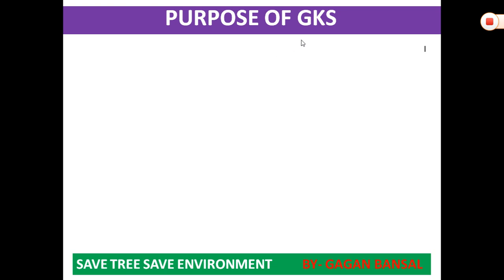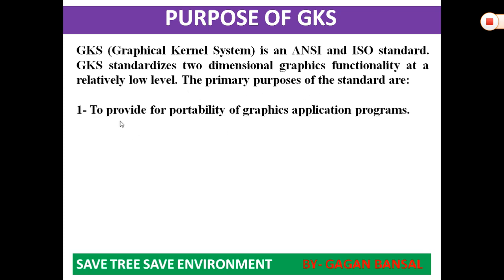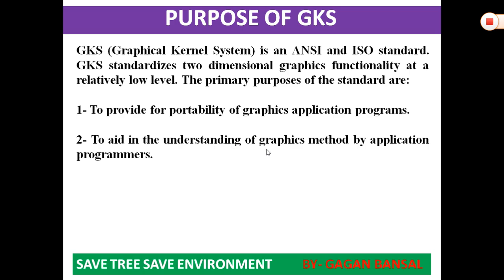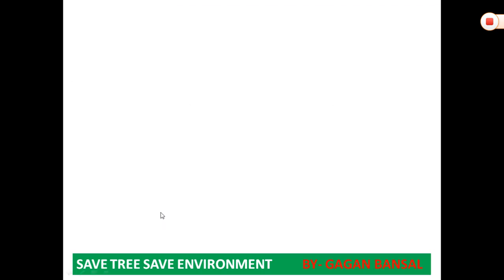What is the main purpose of GKS? GKS is an ANSI and ISO standard. GKS standardizes two-dimensional graphics functionalities at a relatively low level. The primary purposes of the standard are, first, to provide for portability of graphic application programs. Second, to aid the understanding of graphic methods by application programmers. Third, to provide guidelines for manufacturers in describing useful graphic capabilities.